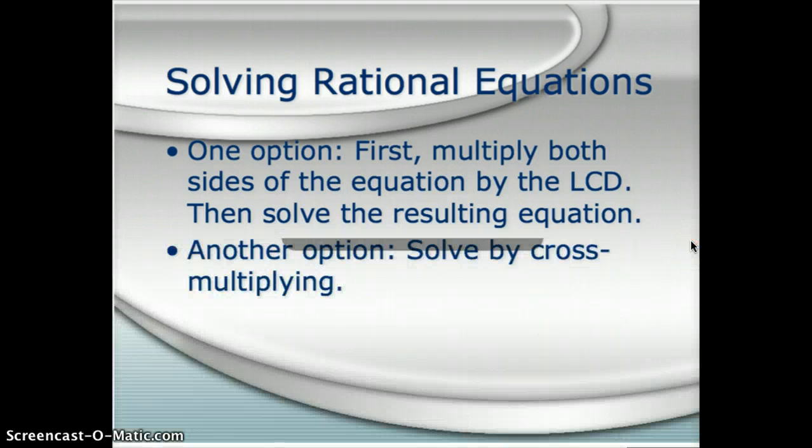Or two, if it's set up as a ratio equivalent to another ratio, you can just solve it by cross multiplying. I recommend solving it by cross multiplying if it is set up in that manner, and that's the easiest way to do it. So let's look at some problems.